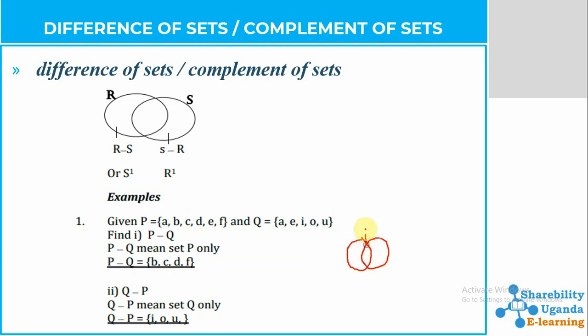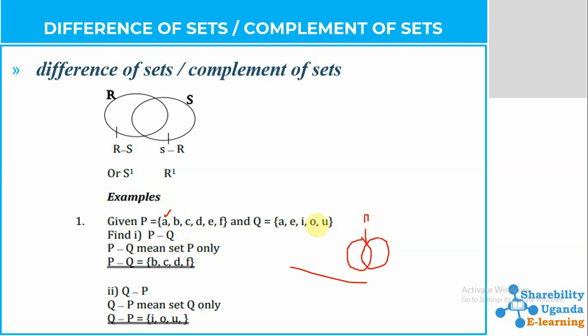Remember we talked about what we call an intersection. Then we also talked about the union of sets. So that means we shall be able to identify the members which are common. That is number 1. For us to get P minus Q, it means P only. Then we should first identify the members which are common. Which members? We have A. Do we have B here? The answer is no.